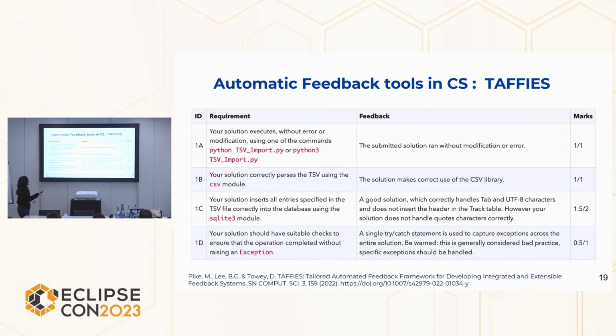Another example is Tafis, which is a requirement-based tool. It's a bit less graphic than the other one, but it tries to explain: OK, this is the requirement you were supposed to fulfill, and whether you fulfilled it or not. At the same time, it also gives them the mark for each requirement. So this is automatic feedback on how they run their code, and it also mentions the marks.